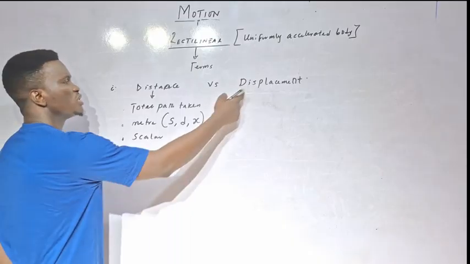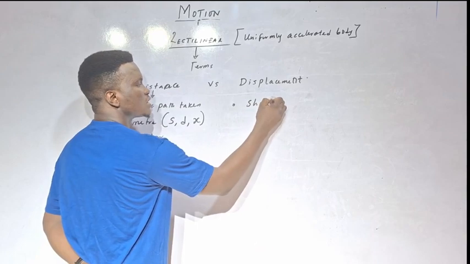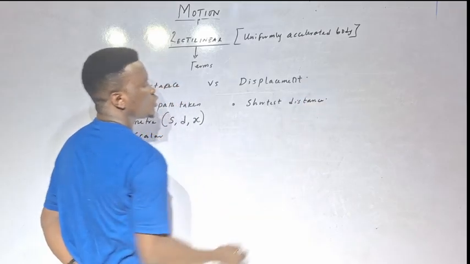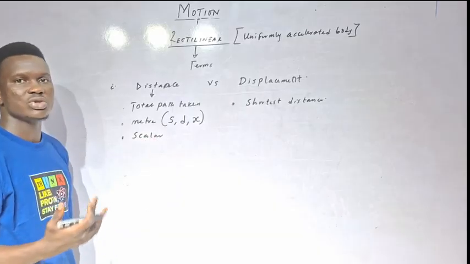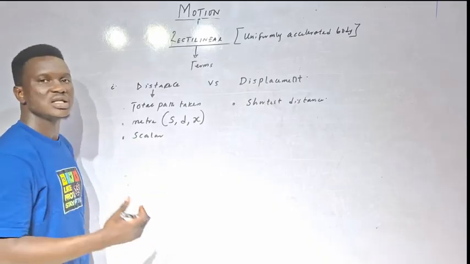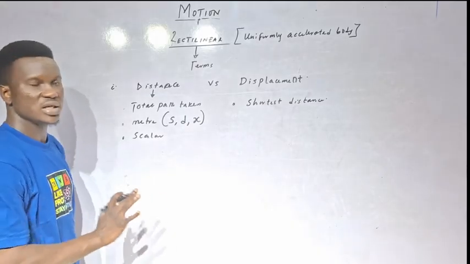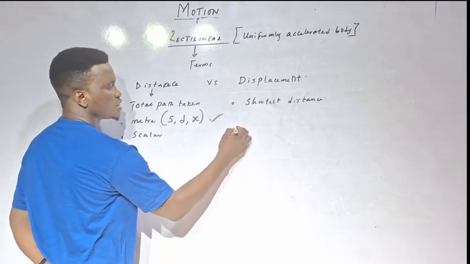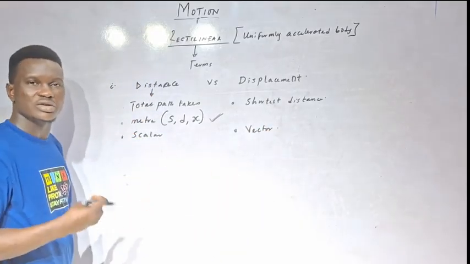But the difference between distance and displacement is that displacement is the shortest distance between 2 points. Shortest distance between 2 points. That is what we call displacement. And you will see, when I taught you scalars and vectors, I talked about all of these things. The shortest distance between 2 points is what we call displacement. We are going to see an example soon. It is also measured in meter, but the displacement is a vector quantity. It tells us the distance and the direction.